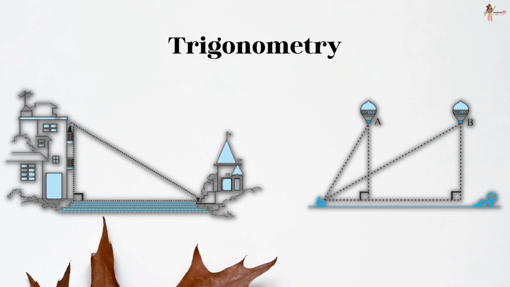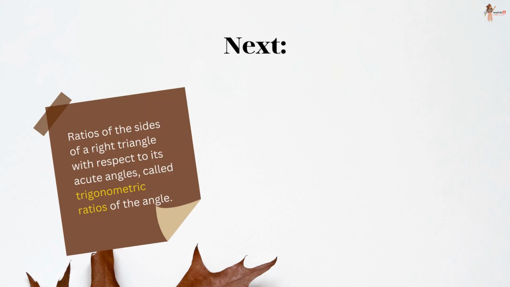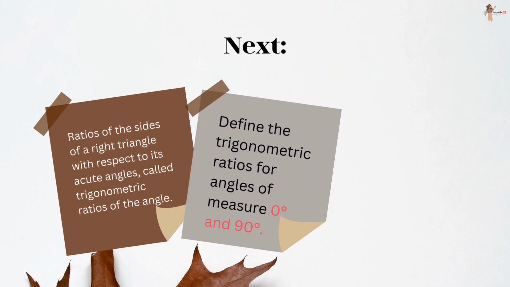In this chapter, we will study some ratios of the sides of a right triangle with respect to its acute angles, called trigonometric ratios of the angles. We will restrict our discussion to acute angles only. However, these ratios can be extended to other angles also. We will also define the trigonometric ratios for angles of measure 0 and 90 degrees.